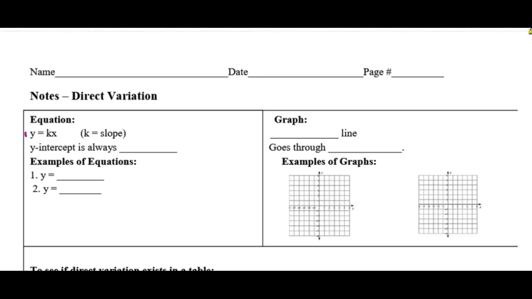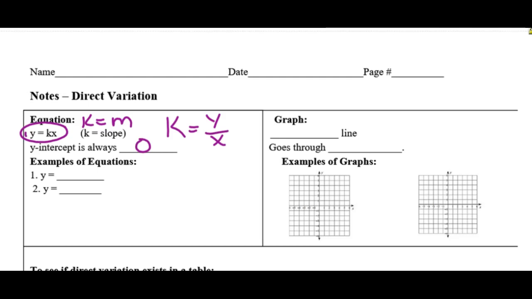All right, today we're going to be looking at direct and inverse variation. The front of our notes are going to be on direct. Direct variation is always in the form y is equal to kx. And k is actually the same thing as our slope for direct variation. To find k, we need to take y and divide it by x. And that's going to be the two things that we need to remember: our equation and how we find k. Our y-intercept is always 0. That's why we don't have a b there on our equation.